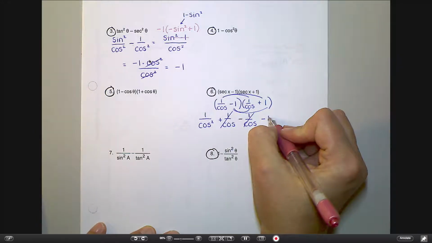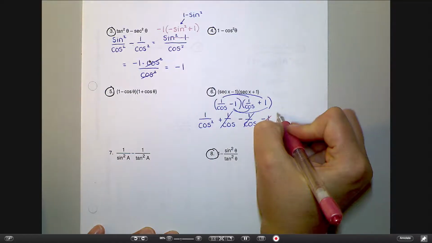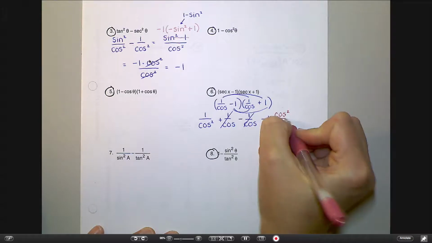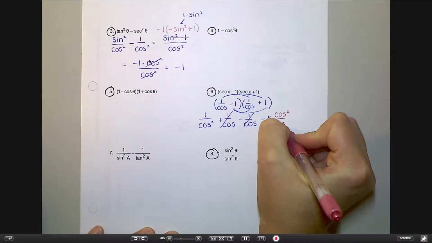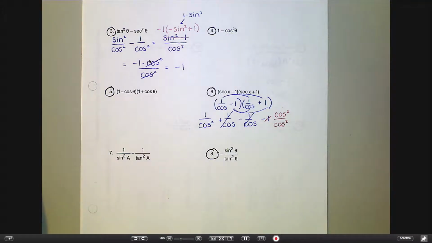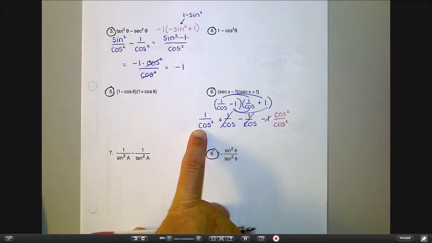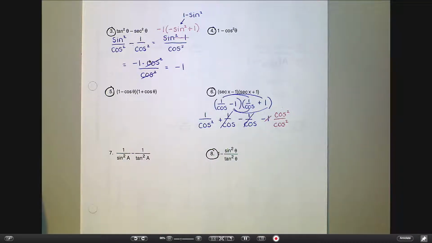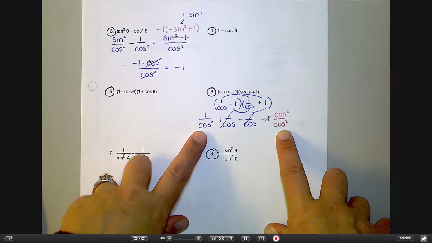I'm going to take this 1 and really think of it as cosine squared over cosine squared. Do you agree that I can take 1 and rewrite it as anything over itself, right? So if I wanted to have a cosine squared on the bottom, I'm going to write it as cosine squared over cosine squared.